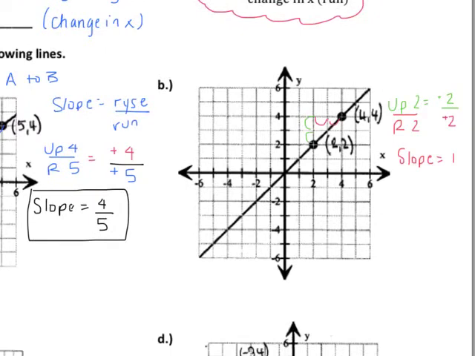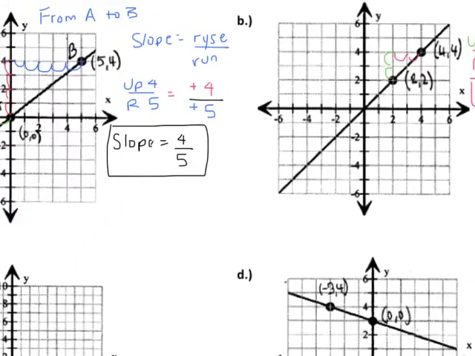So you should have found that you rose up 2. So that was a positive 2. And then you went to the right 2. Okay? And so a 2 over 2 would simplify your fraction into 1 whole. So in this case, your slope in this problem is 1. Okay? Well, let's look at letter C.